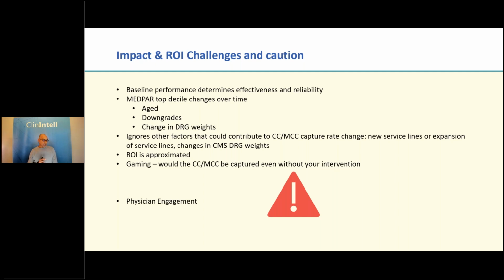Those variables include hiring another cardiothoracic surgeon, expanding your service line, a surgical service line, or losing a surgeon, or maybe purchasing a new orthopedic hospital. All of those things need to be taken into consideration. And don't forget about gaming.